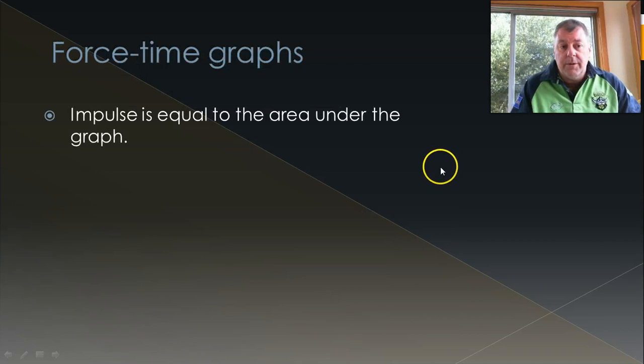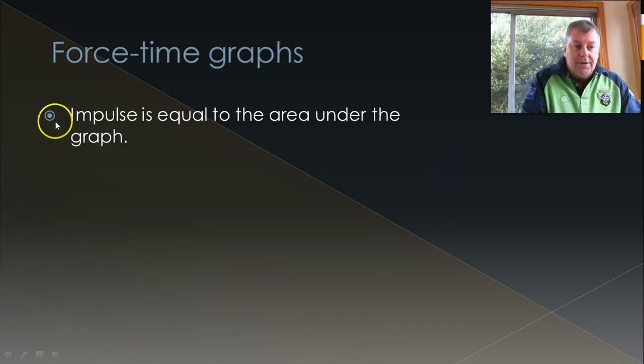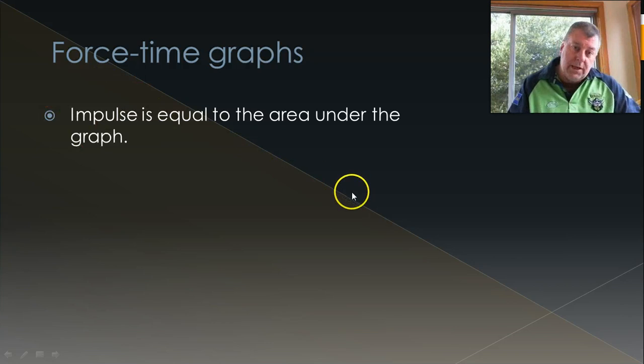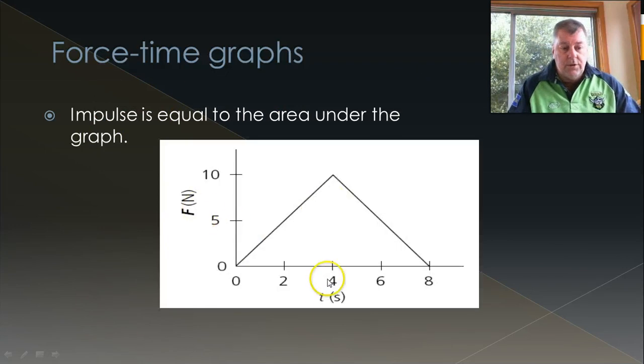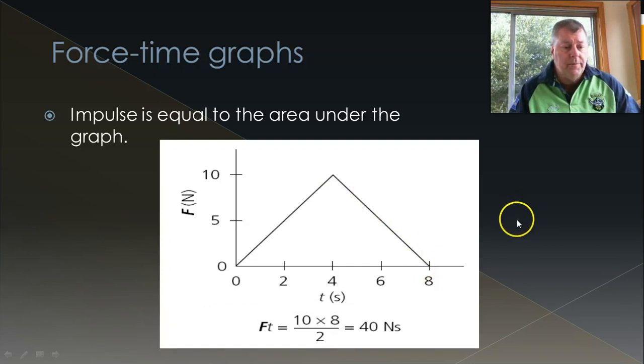Now, force time graphs you need to be able to interpret, because we're interested in the impulse, remembering that impulse is related to momentum. And so the impulse is equal to the area under a force time graph. So here's a force time graph, and the impulse is this area here under there, and we should be able to work that out fairly straightforwardly.